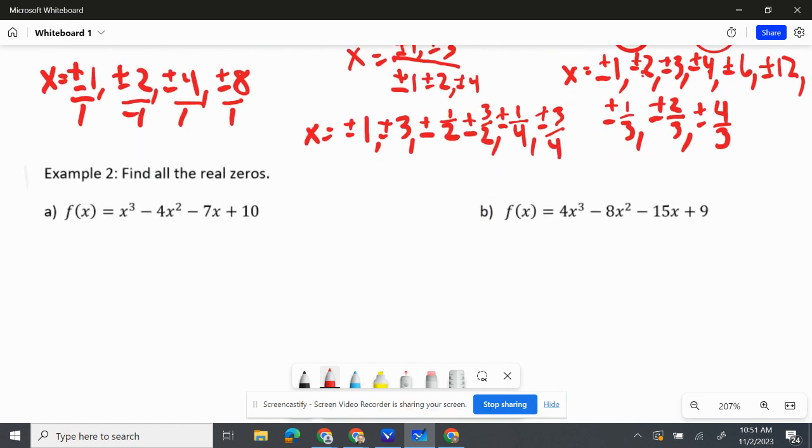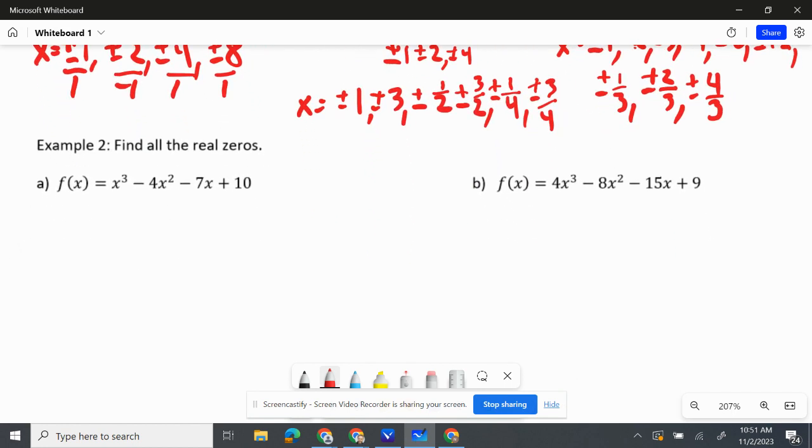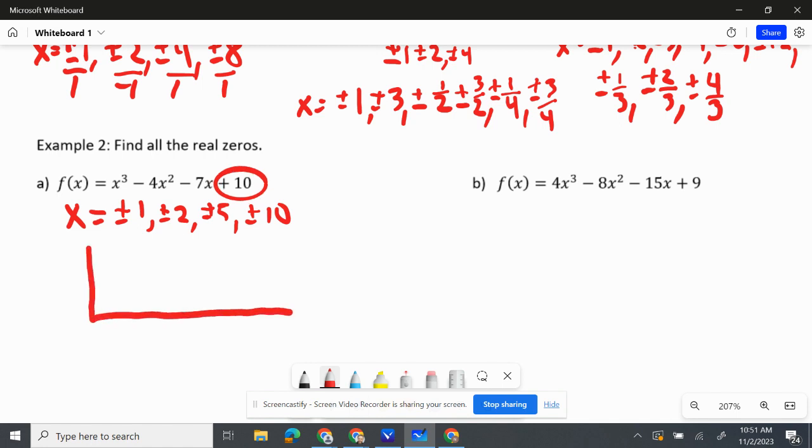Now we're going to look at finding the actual zeros, where it actually crosses the x-axis. We're going to start off with our possibilities. So we know what our possibilities are: plus or minus 1, plus or minus 2, plus or minus 5, plus or minus 10. Once again, all the factors of 10. So we're going to set up our synthetic division. Our coefficients are 1, -4, -7, and 10. We're just looking at the numbers in the front.